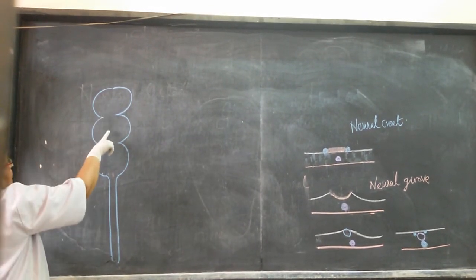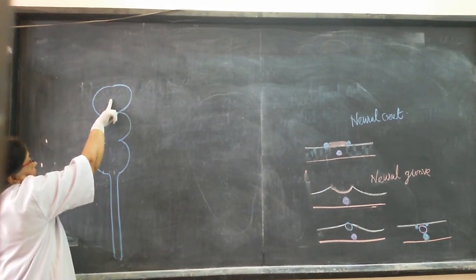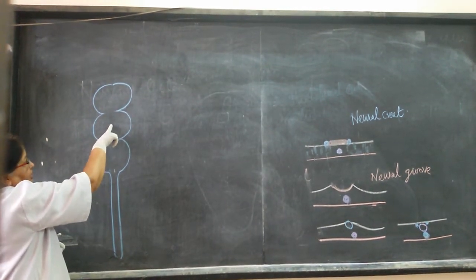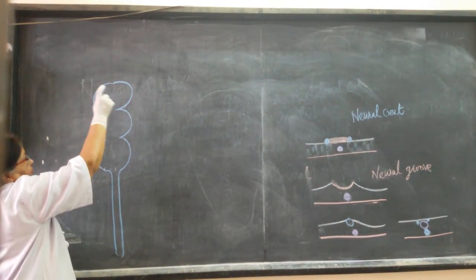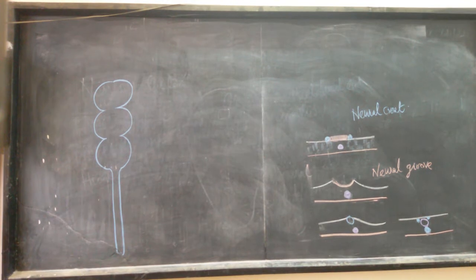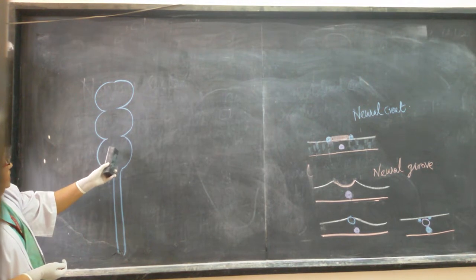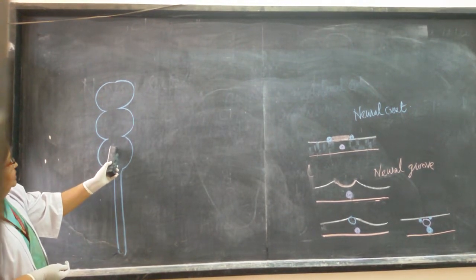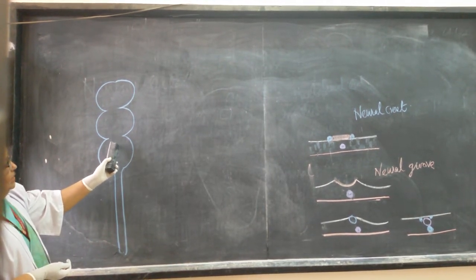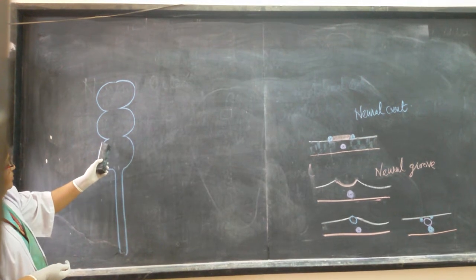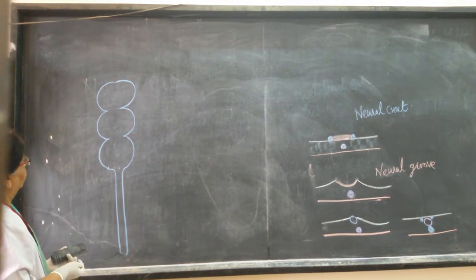These 3 vesicles are, from cranial to caudal, the prosencephalon, then the mesencephalon, and then the rhombencephalon. The prosencephalon further subdivides into telencephalon and diencephalon. Mesencephalon remains as such, and the rhombencephalon divides into myelencephalon and metencephalon. The myelencephalon forms the medulla, and metencephalon develops into pons and cerebellum.